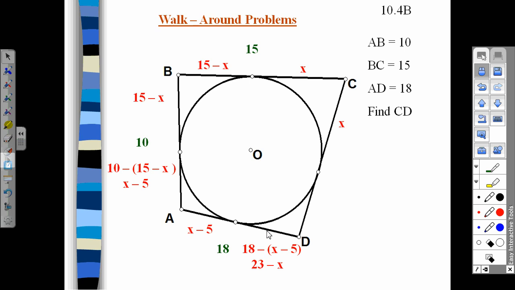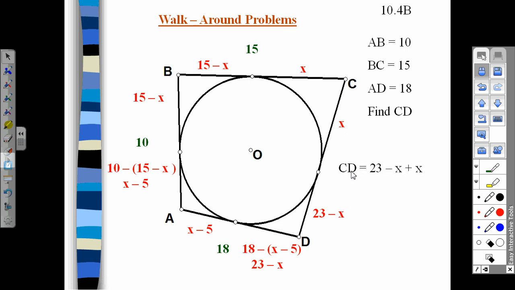So now we know that this length right here is 23 minus x, which means this segment right here is also 23 minus x. Now this is the weird part that people have an issue with sometimes. We are looking for the length of CD, and we have CD broken up into two segments. This one up here, and this one down there. If we add these two together, we should get the length of CD.